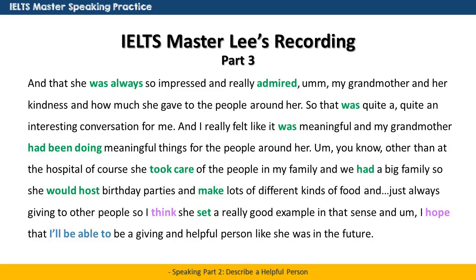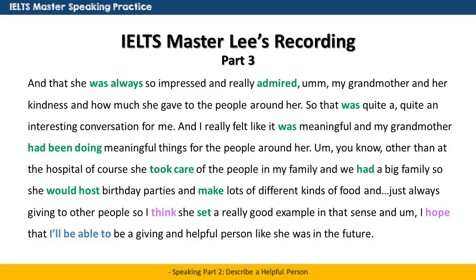And then what else do we have? She took care. We had a big family. She would host. Do you remember this? It's kind of like used to host. And then make. She would host and would make. These two are linked, so I don't need to say would twice. And then in the end, we have I think. Back again, this is me. Now we're in the present. I'm giving you my opinion or what I think.